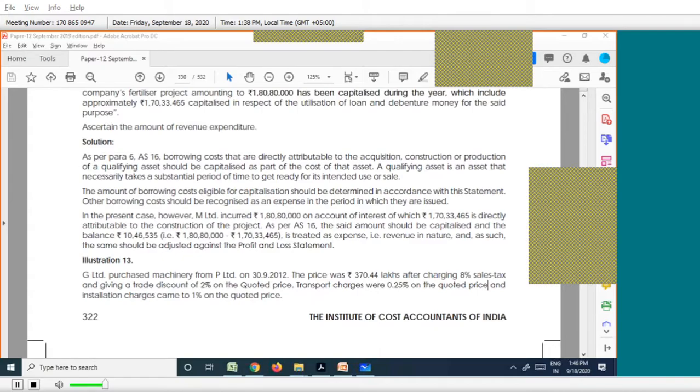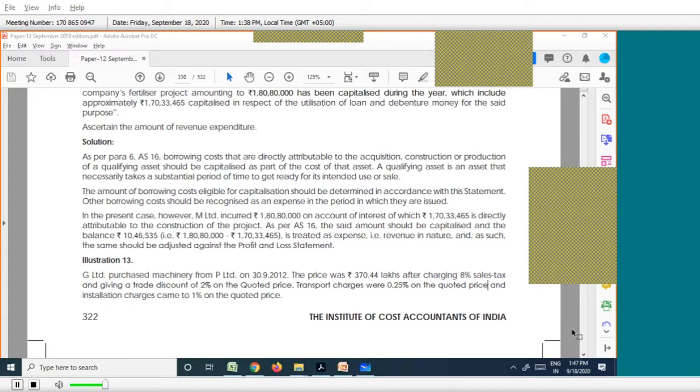That is quoted price. Meaning the seller is offering: this is my price to you, the buyer. That is called a quotation. Why is that quotation required here? The transportation charges and the installation charges are charged based on the quoted price, not on the invoice price. Invoice price is different from quoted price.